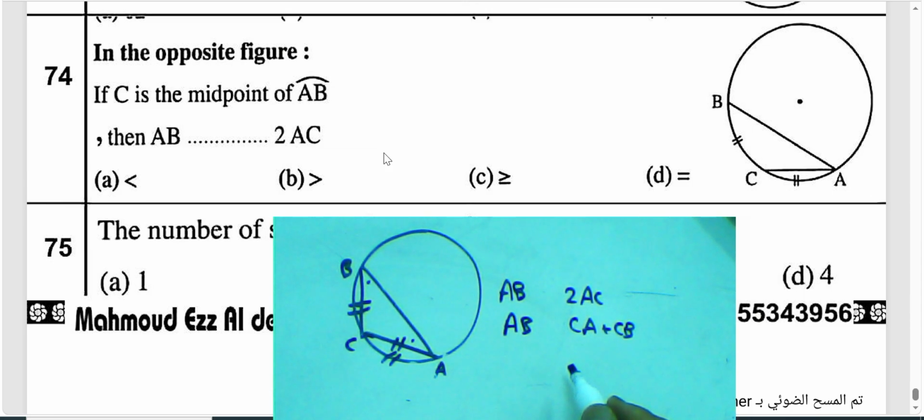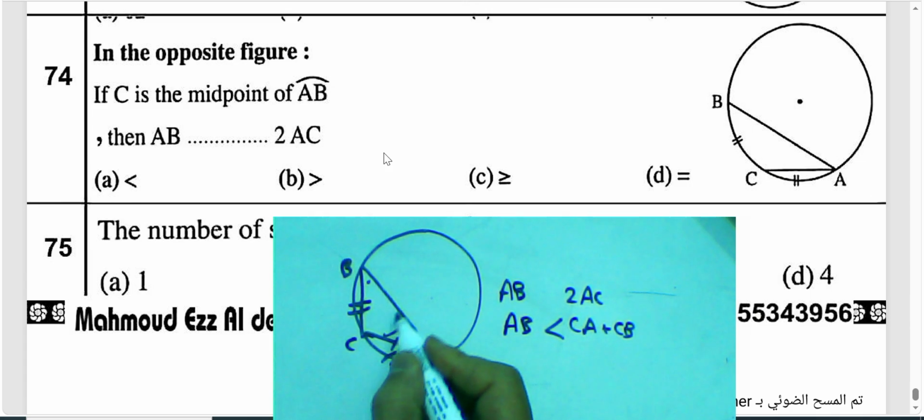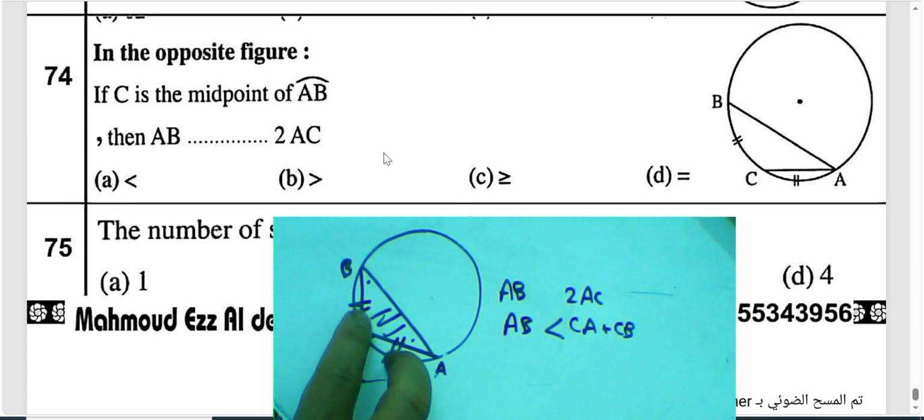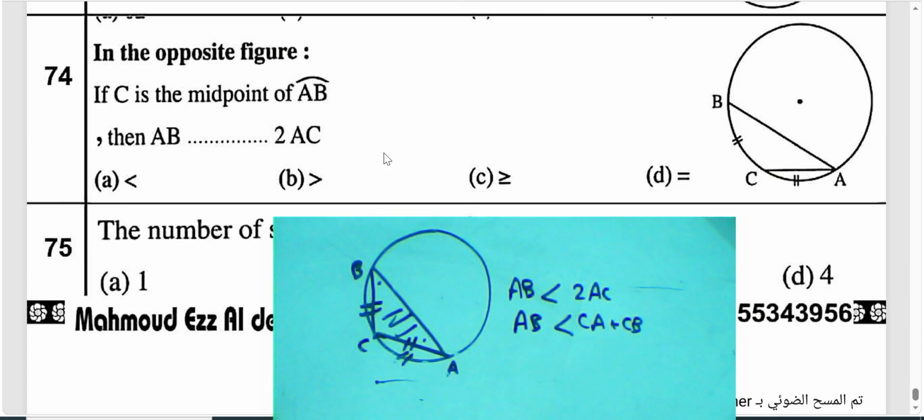This is the triangle inequality: in any triangle, the sum of any two sides is greater than the third. Then 2AC is equal to CA plus CB because they are equal. Then AB is less than twice EC because of the inequality in any triangle. Do you know this inequality? The sum of any two sides is greater than the third.